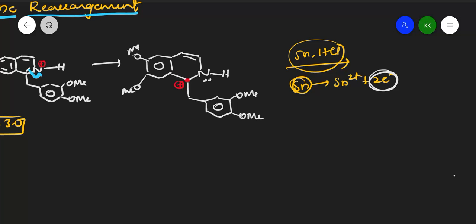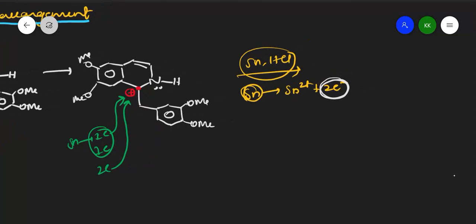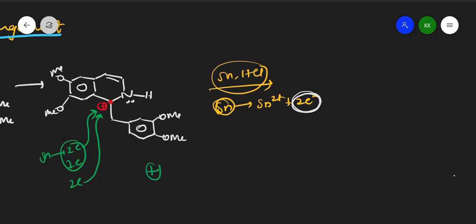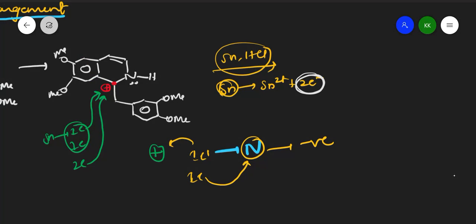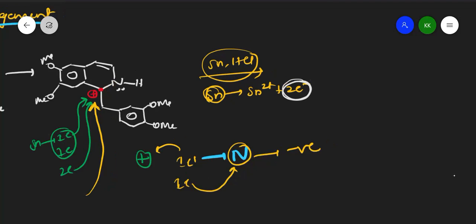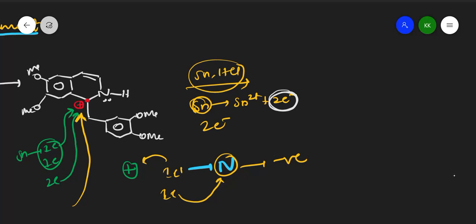So Sn will give 1 electron. If it is taken by this positive charge, it will become neutral. Again it will give 1 more electron, totally 2 electrons. Then this positive charge becomes a negative charge. First, this is the positive charge; when it gets 1 electron, it becomes neutral. Further, when one more electron is taken by this neutral compound, it becomes a negative charge. So this carbon, which was positive, now becomes negative after getting 2 electrons from the tin.